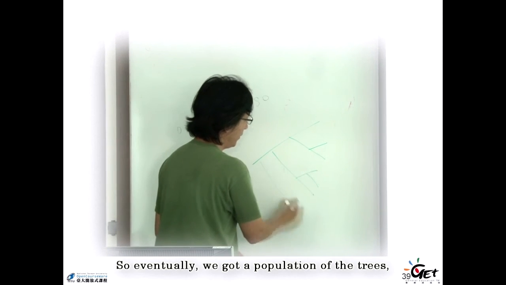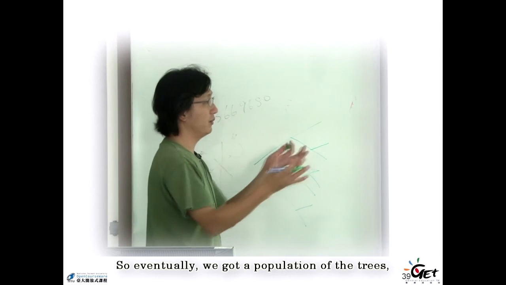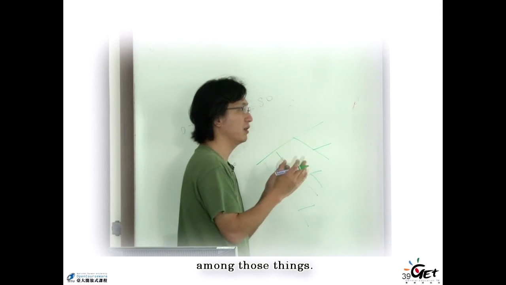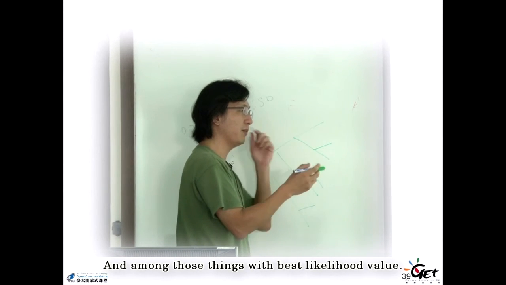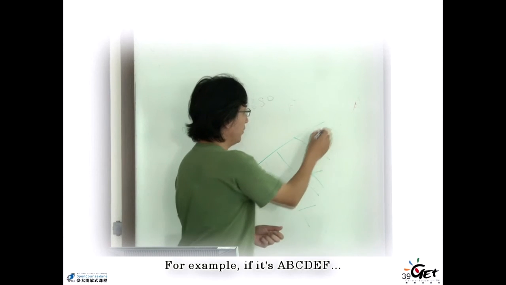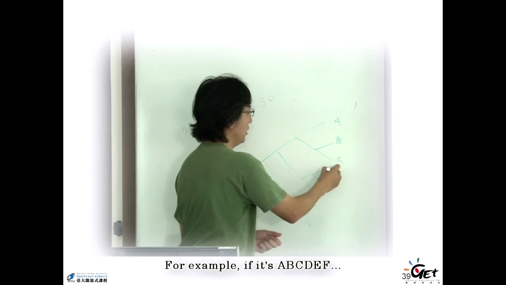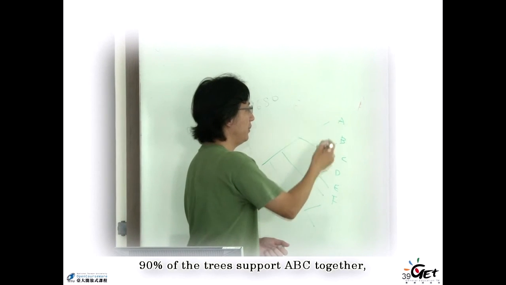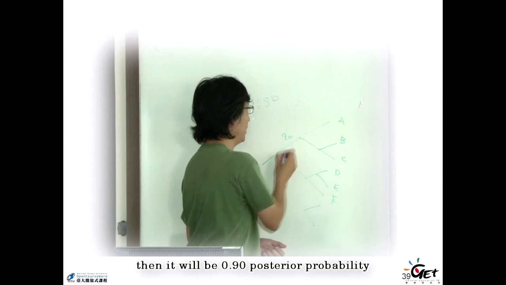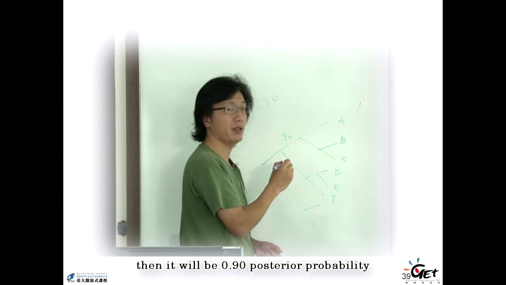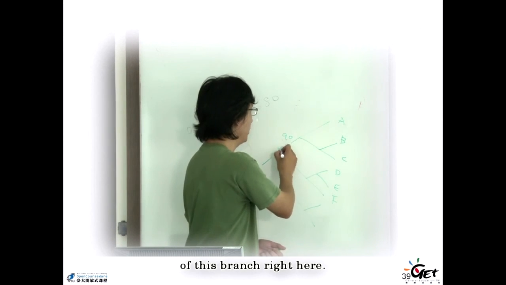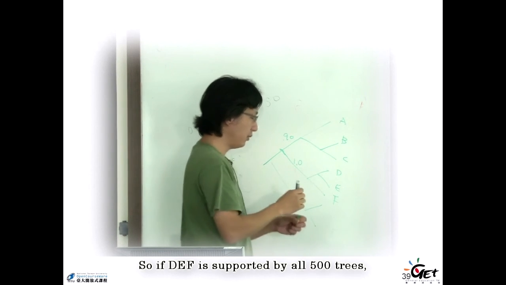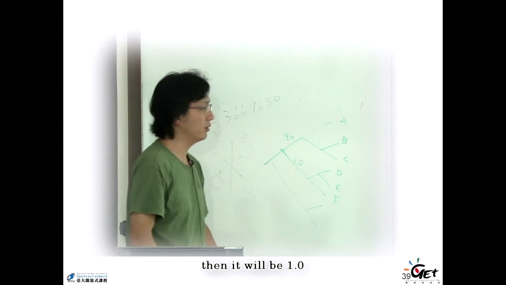So eventually we got a population of trees. We will calculate the majority rule consensus tree among those. And among those with the best likelihood value, for example, if 90% of the trees support ABC together, then it will be 0.90 posterior probability for this particular branch right here. So if DEF is supported by all 500 trees, then it will be 1.0.